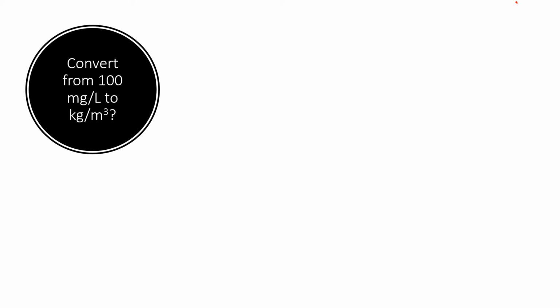All right, this is an interesting quantity, 100 milligrams. We wanted to convert it to kilograms per cubic meter. What makes it interesting? Because it's mixed units, milligrams per liter. So it's a mass and a volume, mass per volume. So what might be a mass per volume?